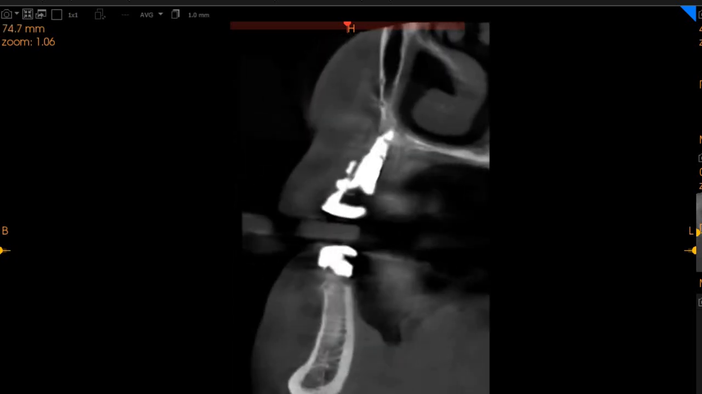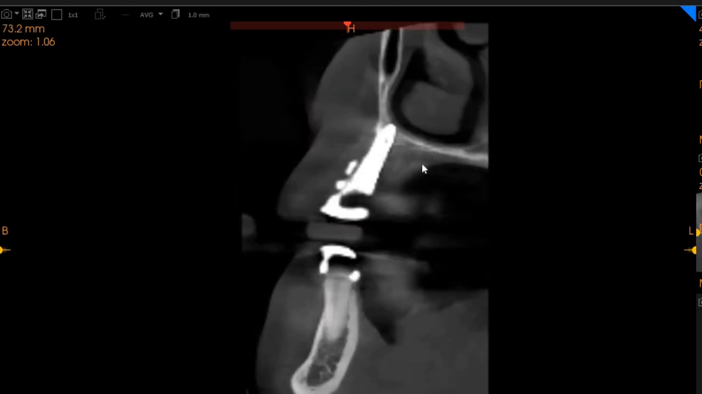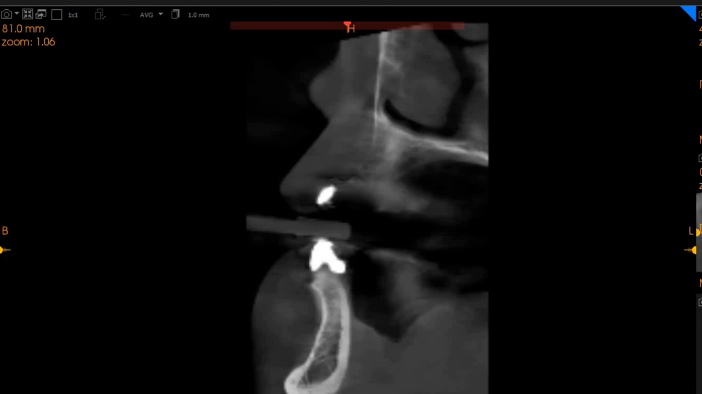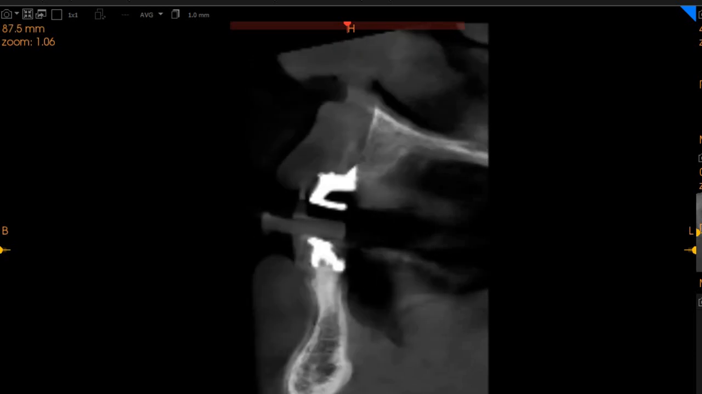Moving to the upper right second implant, again here we can very clearly see we've got significant bone loss all the way to the apex. So very minimal bone available around the implants here. The ridge is quite thin.